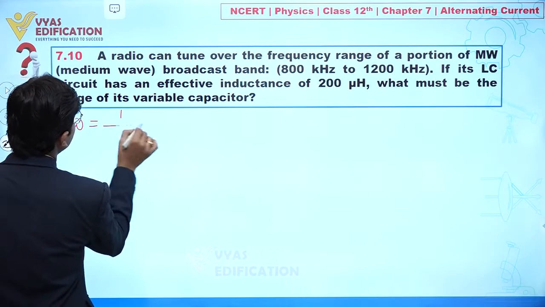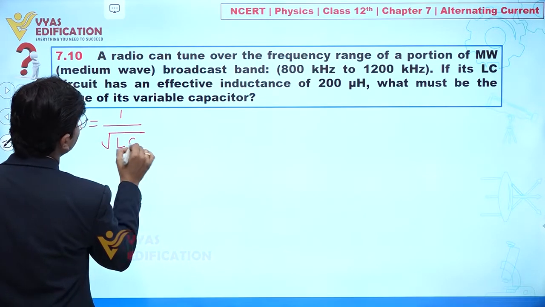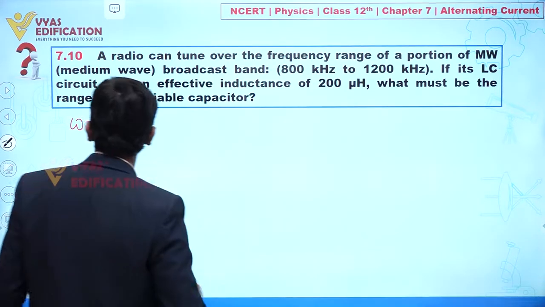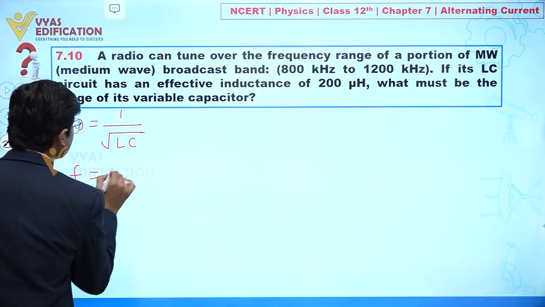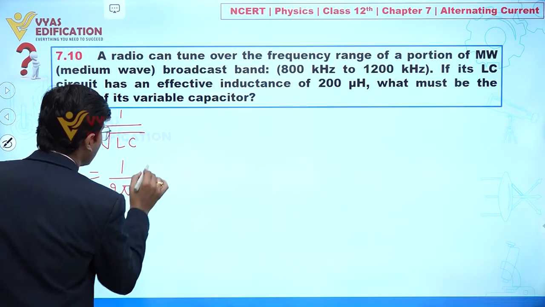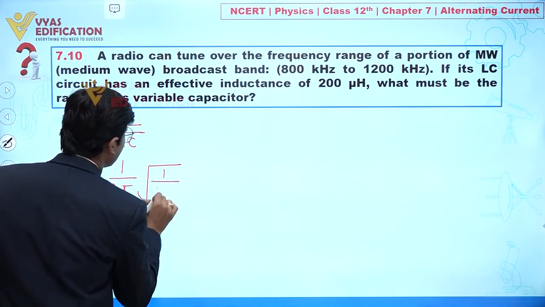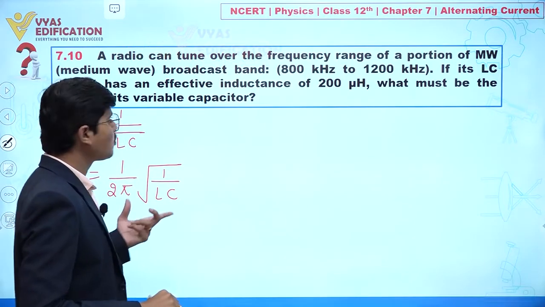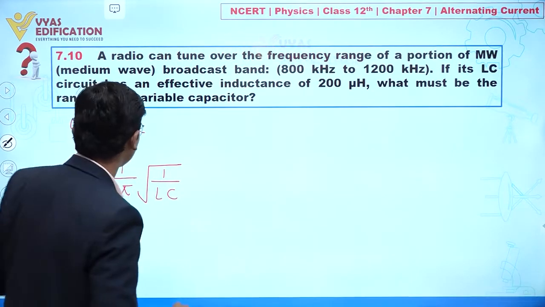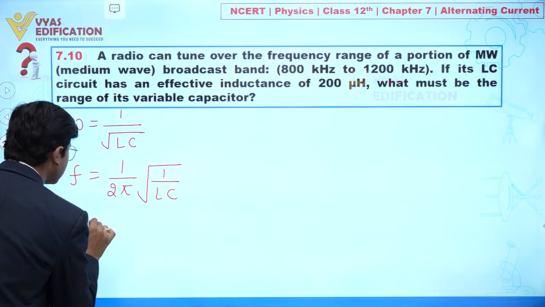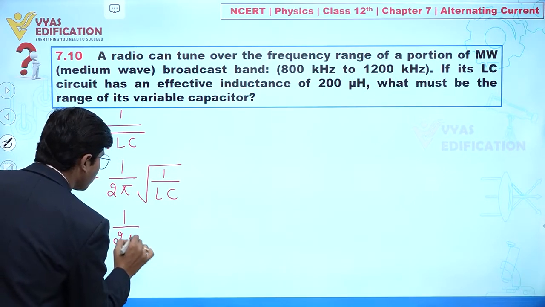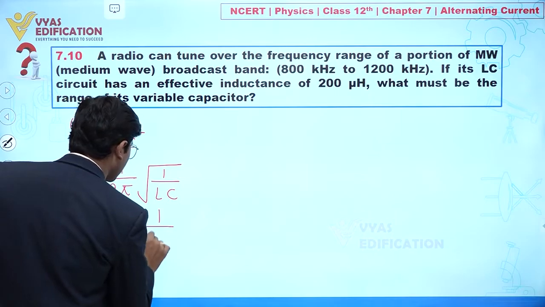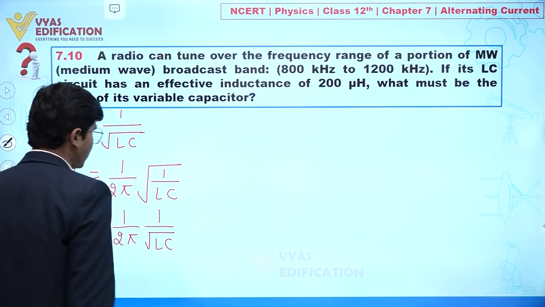Omega is 1 upon under root of LC. But here it is given to you in hertz, so I can say the frequency is given by 1 upon 2 pi under root of 1 upon LC. I can say this is equal to 1 upon 2 pi multiplied by 1 upon under root of LC. So frequency is equal to 1 upon 2 pi, and directly we can say 1 upon under root of LC. Clear to everyone?